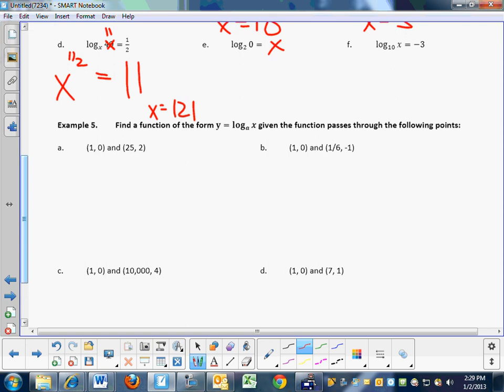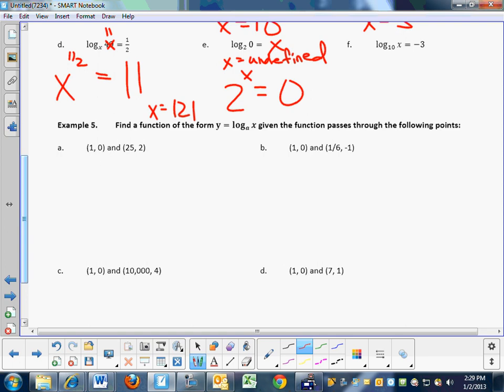Log base 2 of 0 equals x. So that's 2 to what power? 2 to the x power is equal to 0. How do you know that? Bailey is right. Bailey is on a roll today. You're right. X is undefined. You cannot take a number to a power and get 0. It's just impossible.